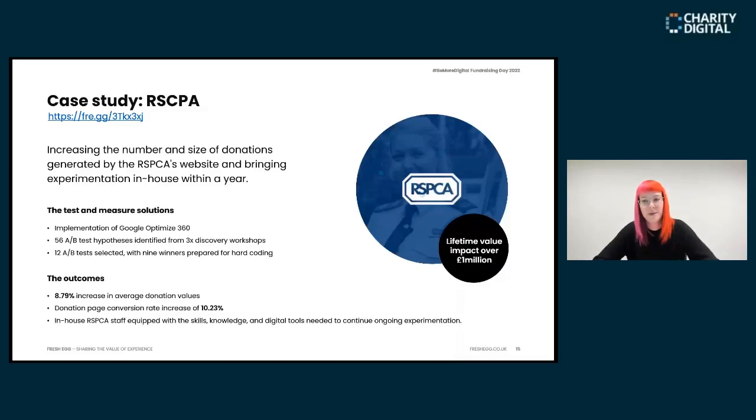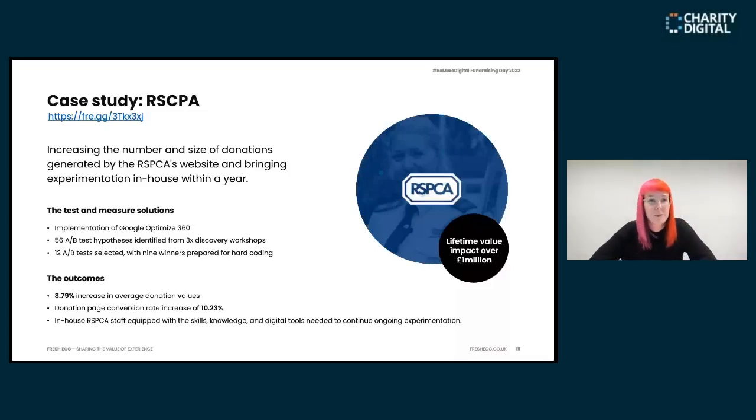Doing this highlighted 12 winning tests that resulted in big increases in conversion rate of the donation page and in the average donation value, with huge lifetime value overall for the RSPCA. So it really is worth running an experimentation program alongside the improvements you're making to your customer journey, if you can.